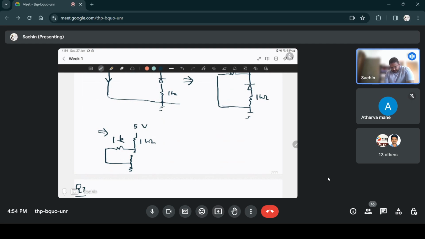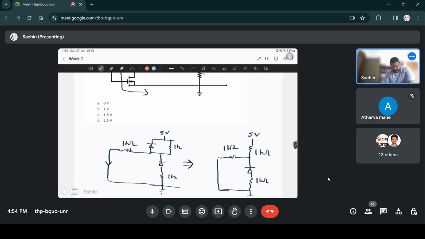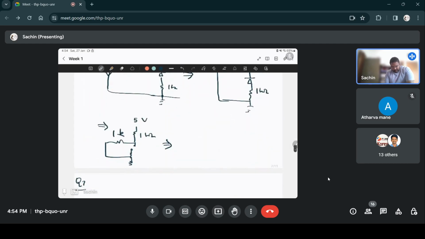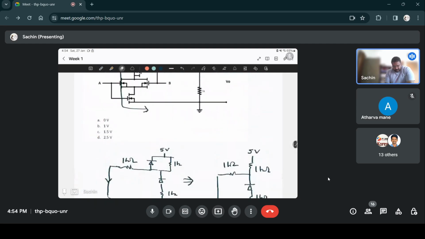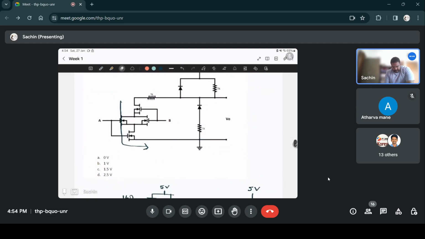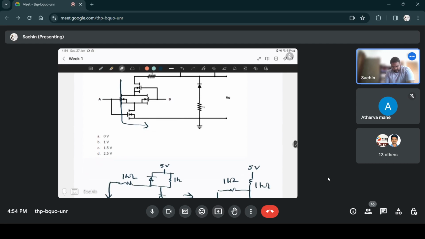So this is nothing but a series of 1 kilo ohm resistors connected in series, so it's just a voltage divider. And since both resistors are of equal value, the voltage at this point will be half of 5 volts. So this is at 2.5 volts, and that's your Vout. So your Vout is 2.5, option D.